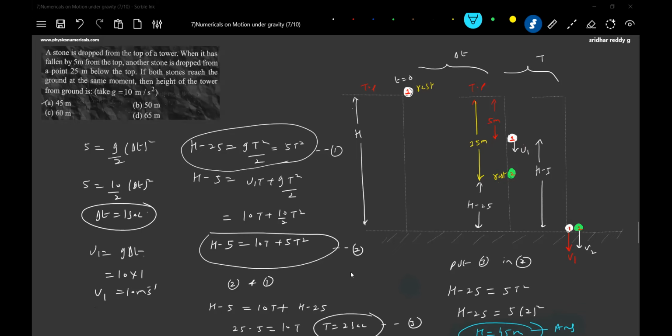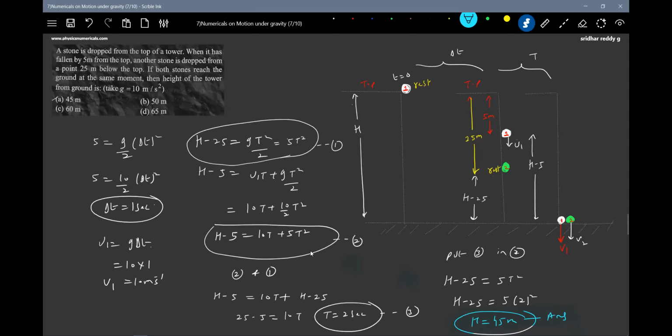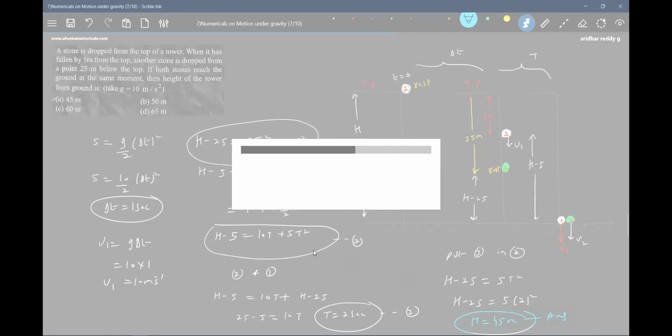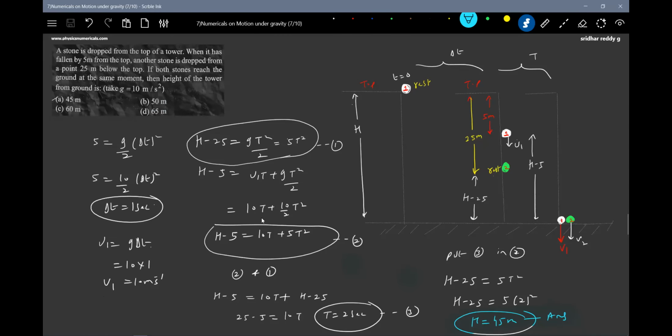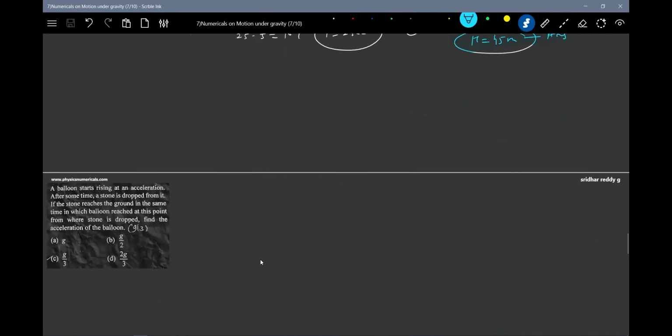These are some questions. We have to look at some maths also. We have to look at the equations and see what calculations you can do so that you'll get the required answer. Let me go for one more.